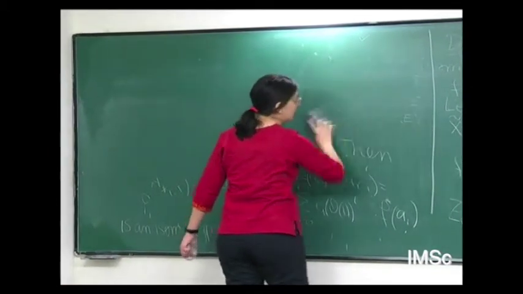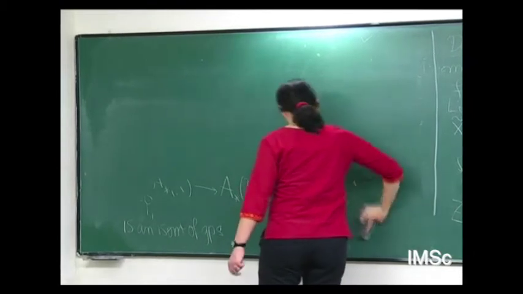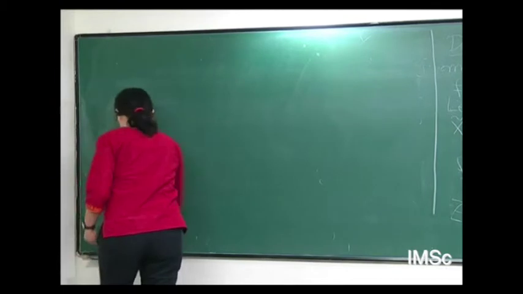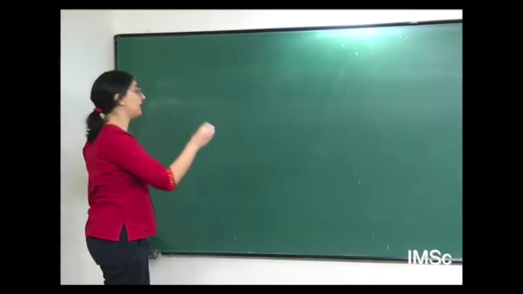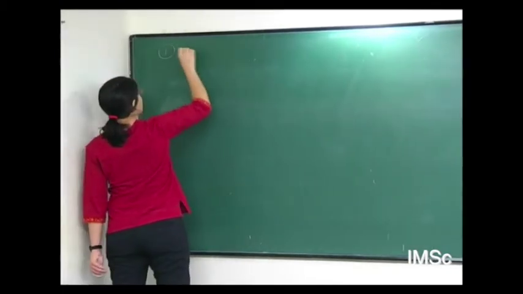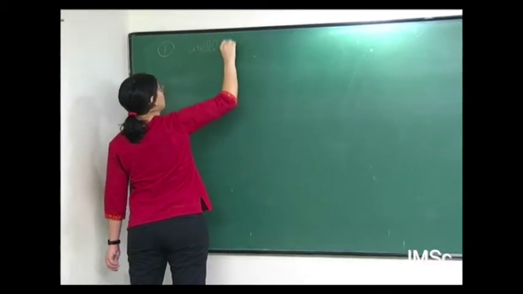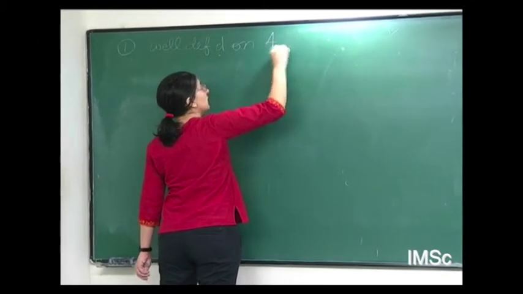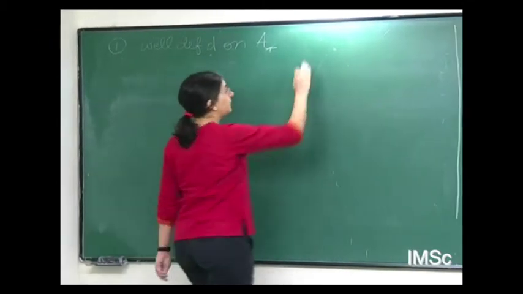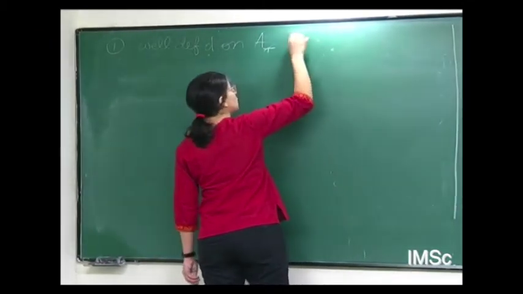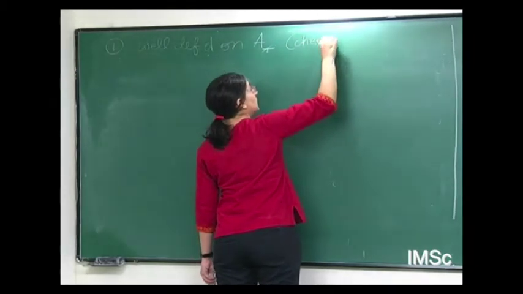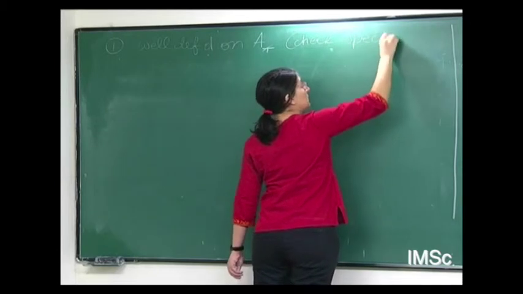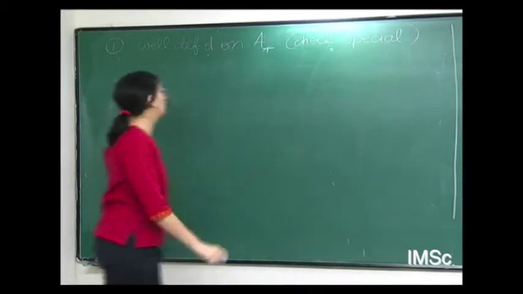Oh yes, sorry, I didn't tell you how about step two, that it doesn't depend on the factorization. So this is well defined on A star. This you prove by essentially just checking step two, the specialization argument. This is the only non-trivial part.